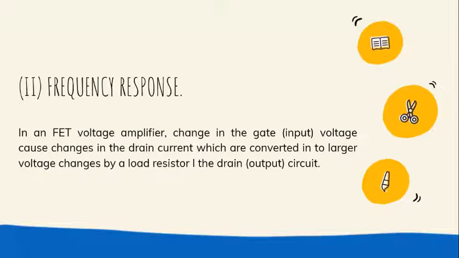Frequency response. In a FET voltage amplifier, changes in the gate input voltage cause changes in the drain current, which are converted into larger voltage changes by a load resistor in the drain output circuit.